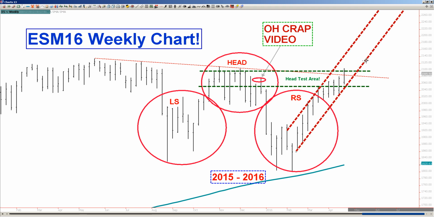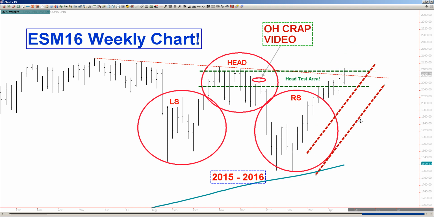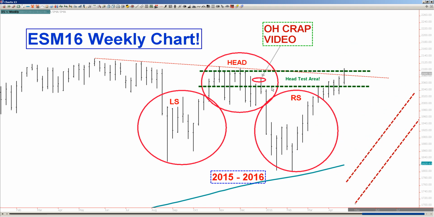And now here's what I would expect. This is my brand of analysis. If, in fact, you reach the middle to the top of the head, there's the head, and you fail and the market turns around and breaks, that's telling you that the head and shoulders is real and that you can trust it's going to break hard.